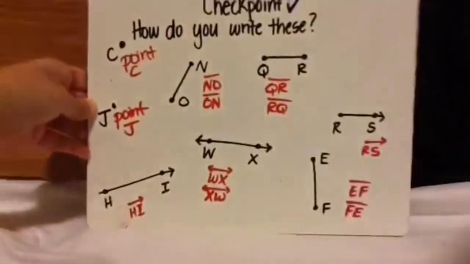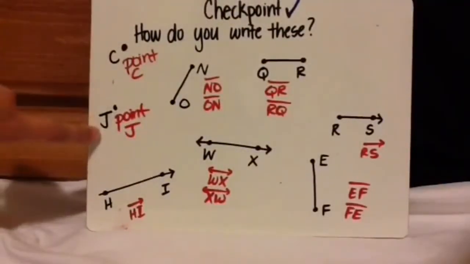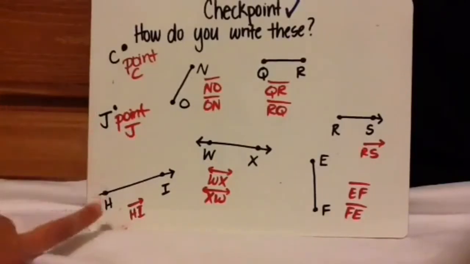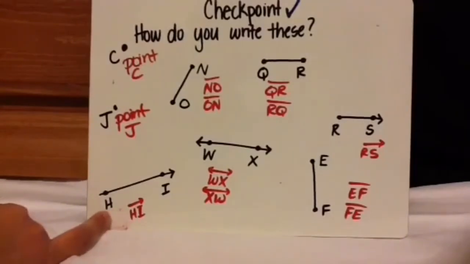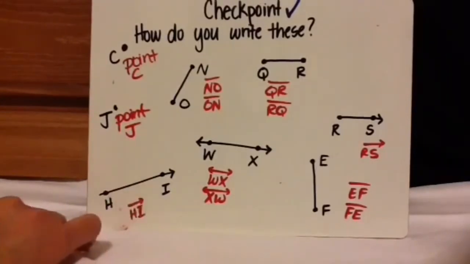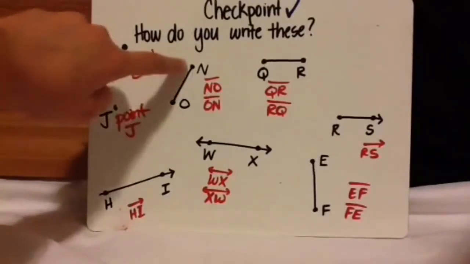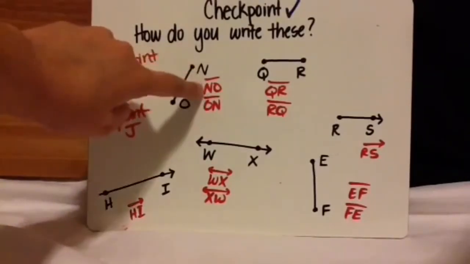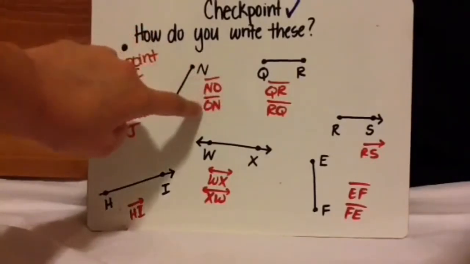Okay, here are the answers. So this is point C, very basic. Point J, another basic. This one is a ray, so there's only one way to write it. The starting point is H, the forever part is I, so you would write HI and the arrow going that way. This one is a line segment, so you can go this way or that way. So you would say line segment NO, and you would just draw a line, no arrows, or line segment ON, and just a line on top again.